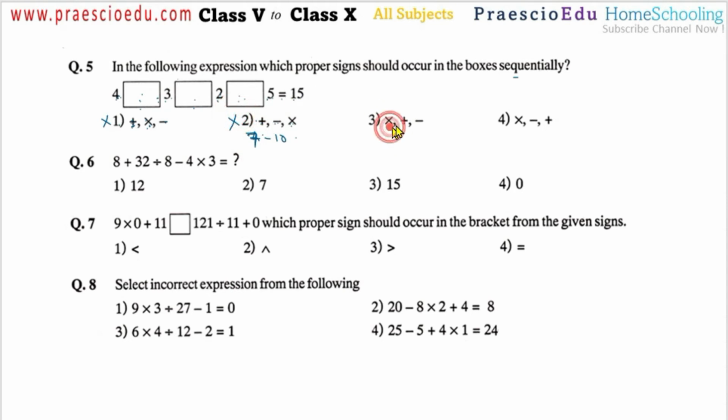Now multiplication, then addition, and then subtraction. Multiplication means 4 multiplied by 3. This has to be carried out first. So 4 multiplied by 3 is 12, and then 12 plus 2 minus 5.